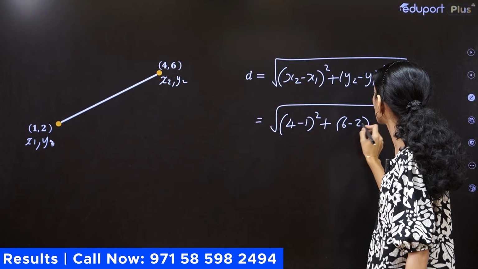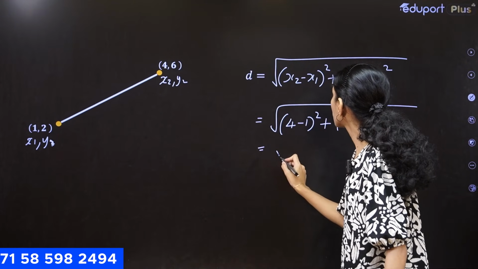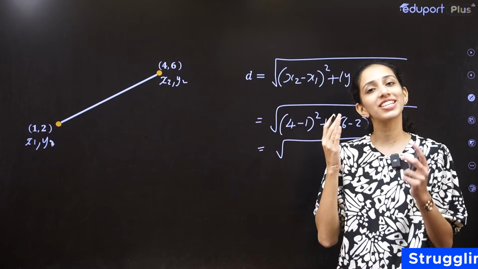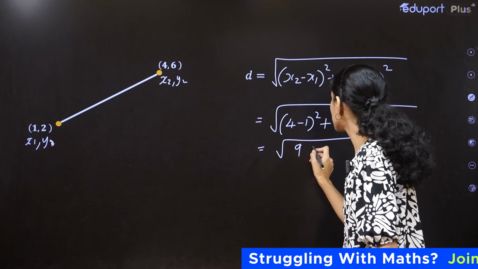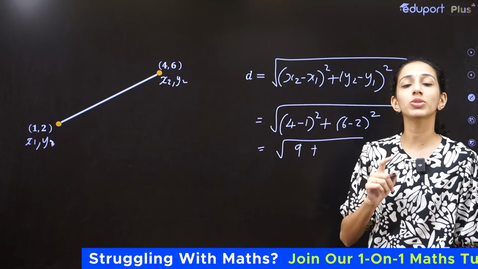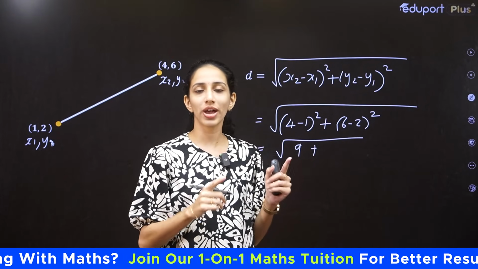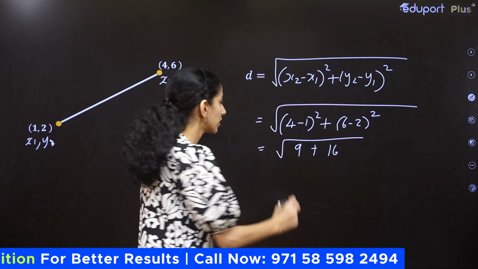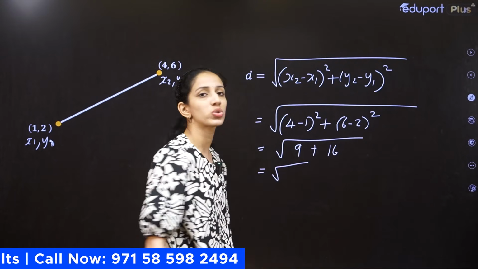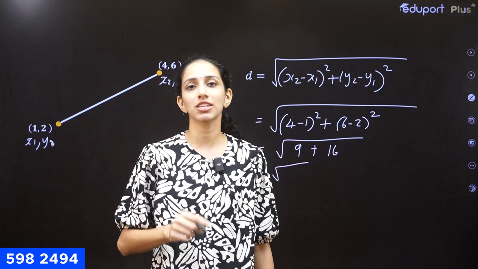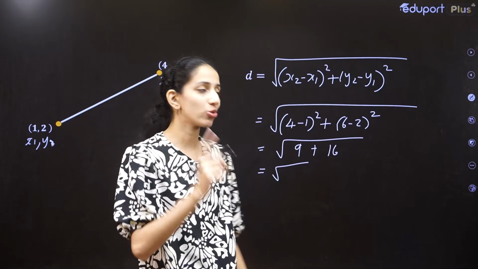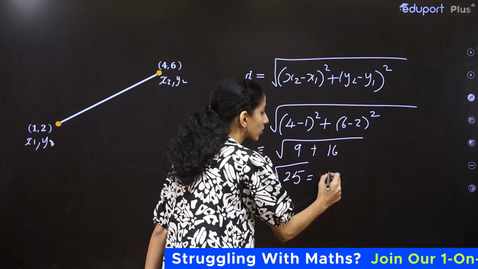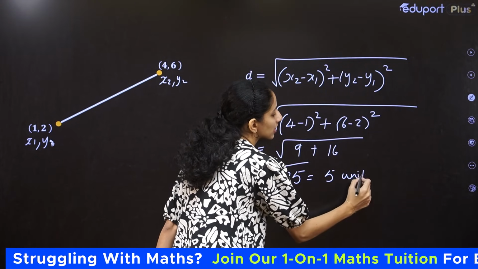So it is equal to root of, what is 4 minus 1 all square? That is 3 square, which is simply 9. So I write it as 9 plus (6 minus 2) all square. What is 6 minus 2 all square? It is 4 square, which is 16. So I write 16. Then we have root of 9 plus 16. 9 plus 16 is 25, so root of 25. The square root of 25 is 5. So the distance is 5 units.